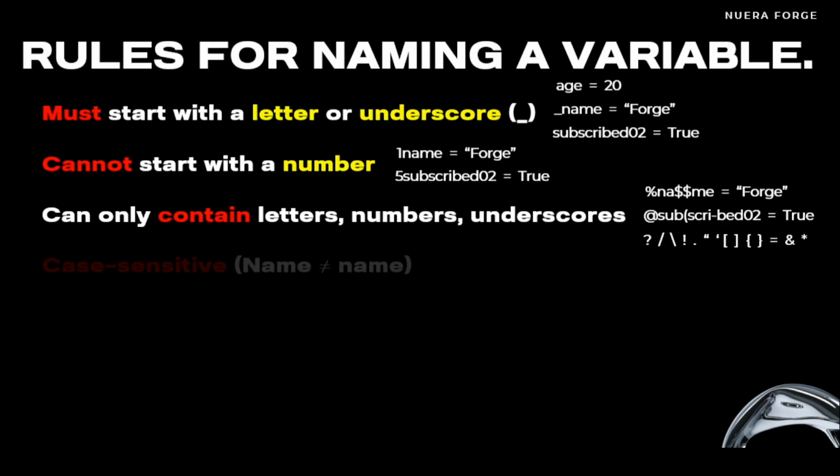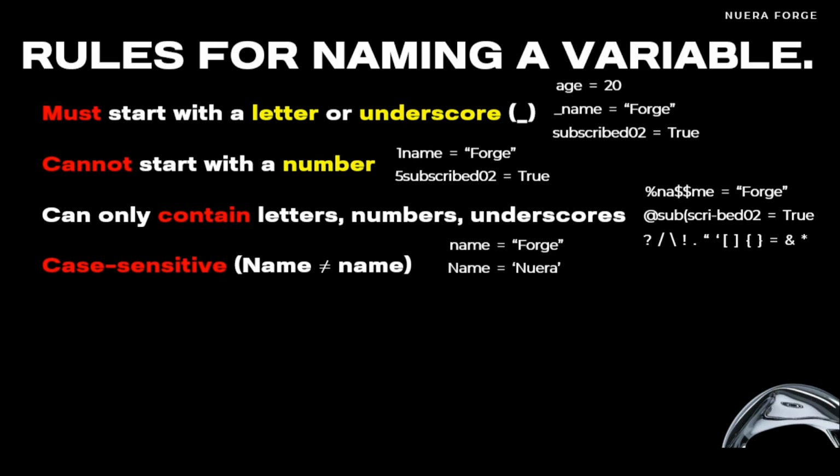Then the other thing is variables are case sensitive. This implies that name that starts with a capital N is not equivalent to name that starts with a small n. So you'll find out that they will be totally different variables, or they will store data differently. This implies that the name with a small n doesn't conflict with a name with a capital N.